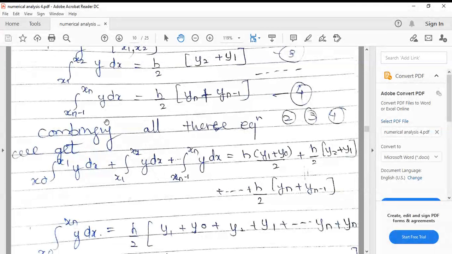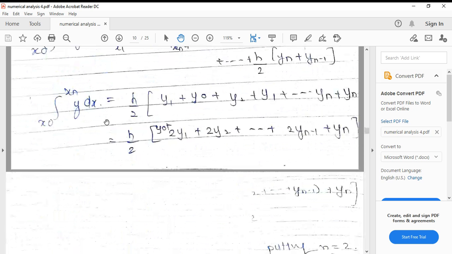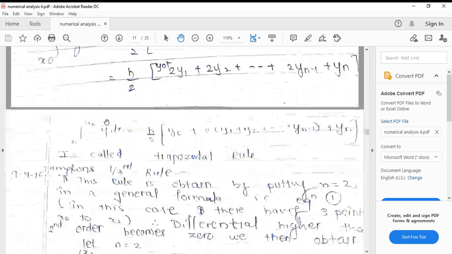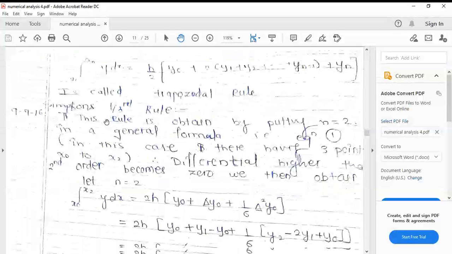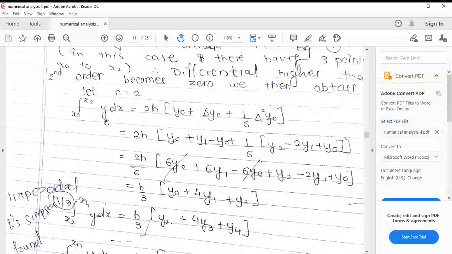And up to the last term, we can find the integration from xn minus 1 to xn of y dx, which is h by 2 times (yn plus yn minus 1). Combining all these, we get the integration from x naught to xn, and the formula is h by 2 times (y naught plus 2 times (y1 plus y2 plus up to yn minus 1) plus yn). Okay, two times. Now we have to find Simpson's one third rule.